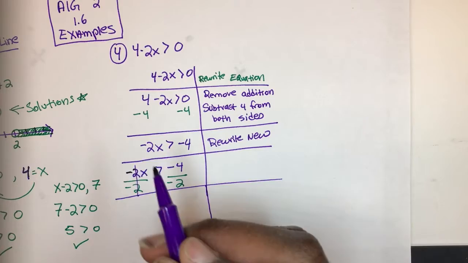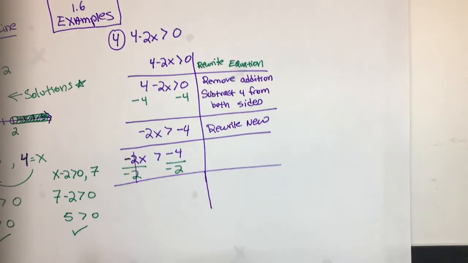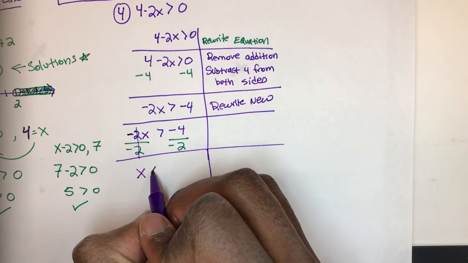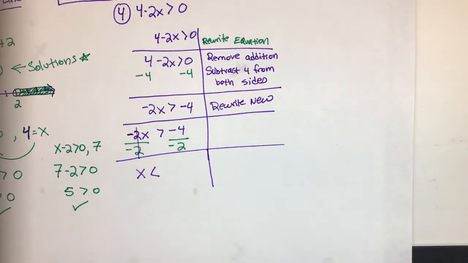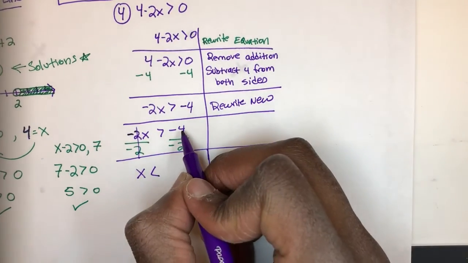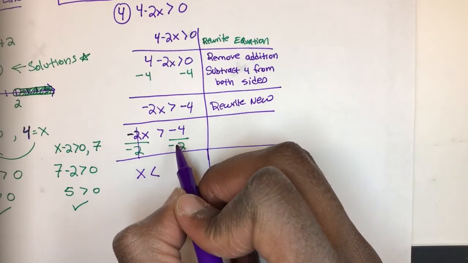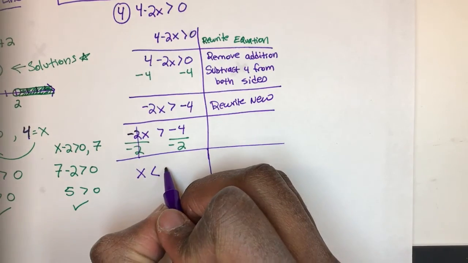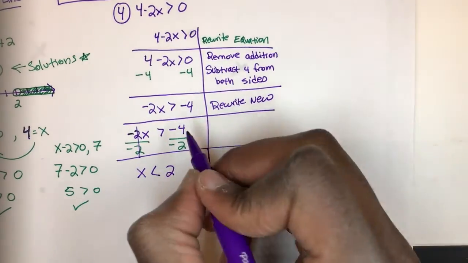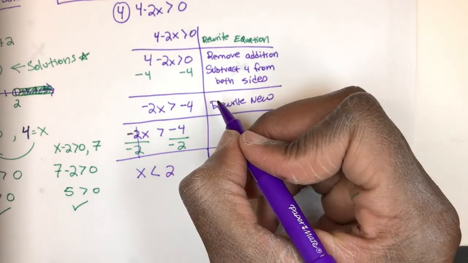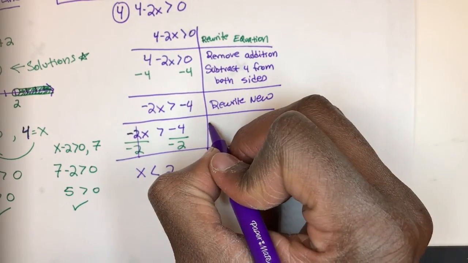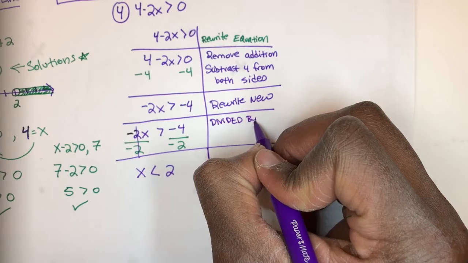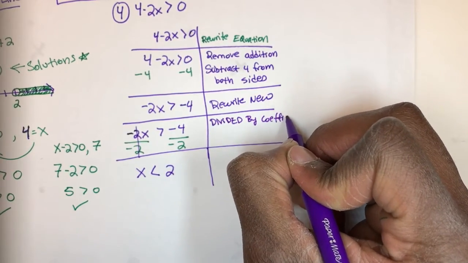So that cancels. Now that's positive x. I have to flip the sign now because I've done the division by negative. Negative divided by negative is a positive. 4 divided by 2 is going to be 2, right? What did I do here? I divided by the coefficient.